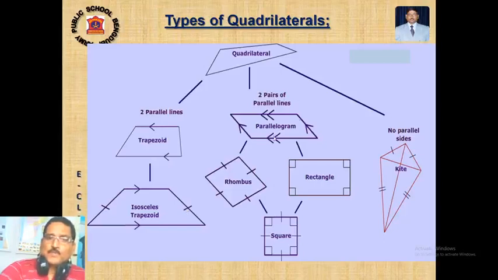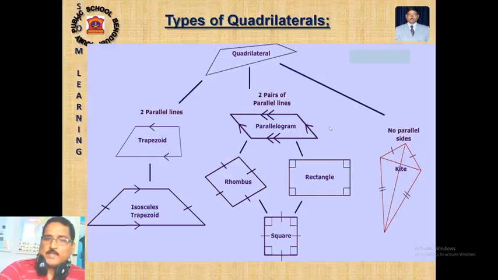Now when two pairs of parallel lines are there, this parallel to this and this parallel to this, it will be a parallelogram. A parallelogram will be a rhombus when its adjacent sides are equal. All properties of a parallelogram will be there. I'll give you the properties in the next slide. In a parallelogram these two adjacent sides are not equal. Adjacent sides means two consecutive sides. When these consecutive two sides are not equal, then it is a parallelogram only. When equal, then it will be a rhombus.